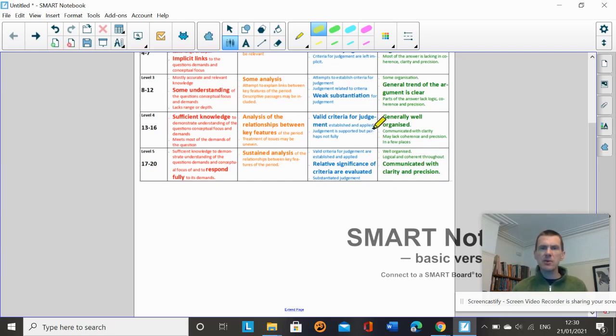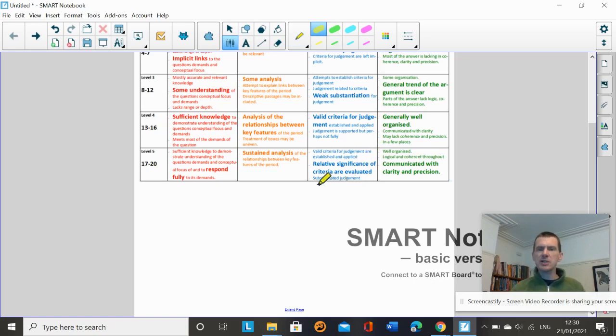This one column, the blue column, is about the judgment that's reached. Have they got a sensible reason for that? Have they not backed it up very well? And then in here, have they backed it up really well, with valid criteria that they've, in fact, it says, established and applied.